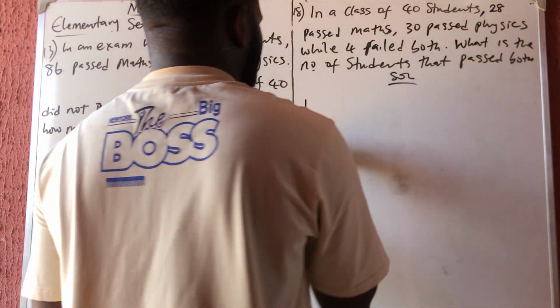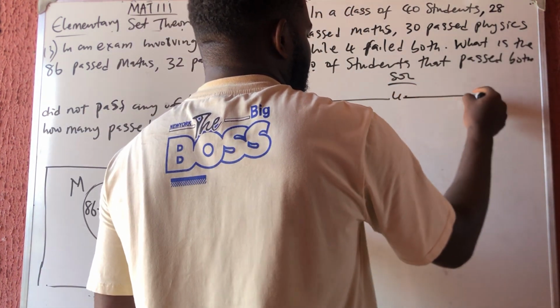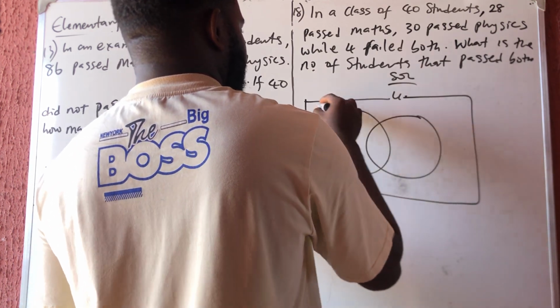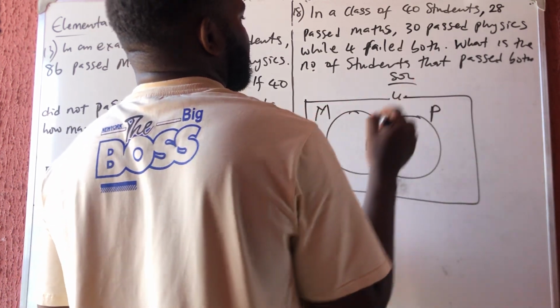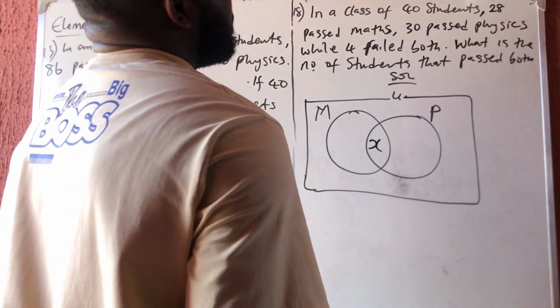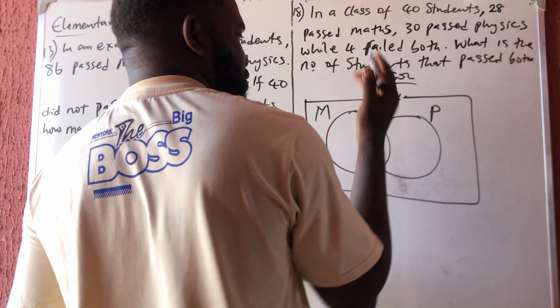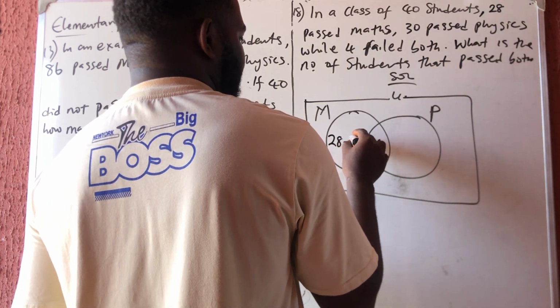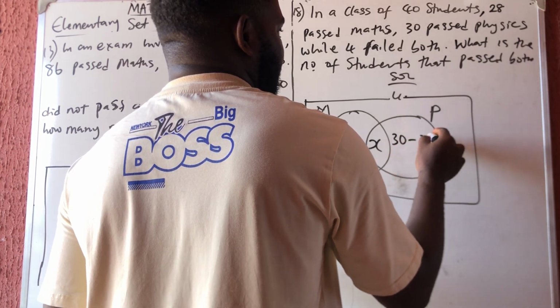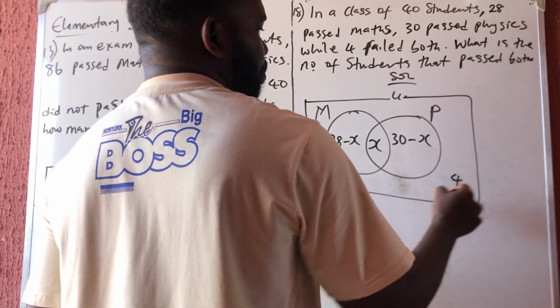Solution. The same thing, let us draw again, the same method. This is my universal set. I have my maths and my physics. Now let the number of students that passed both be x. You have your x here. They say that 28 passed maths, not only, so I'll say 28 minus x. 30 passed physics, not only, so I'll say 30 minus x. 4 failed, so 4 will be outside there.